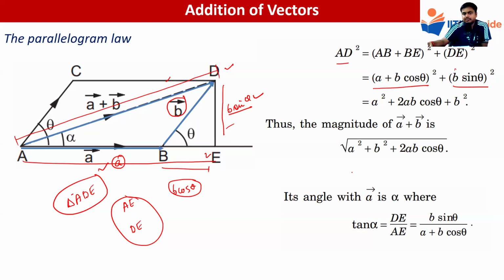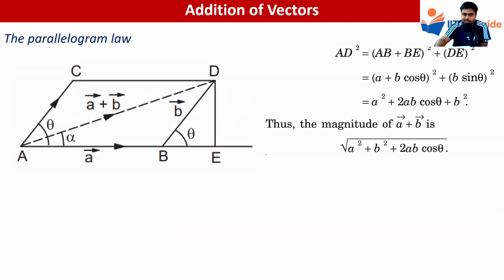Good. So that's how we find the magnitude: root of a square plus b square plus 2ab cos theta. And we find the angle also by that. Tan alpha is equal to b sin theta divided by a plus b cos theta. There shouldn't be any confusion in this.